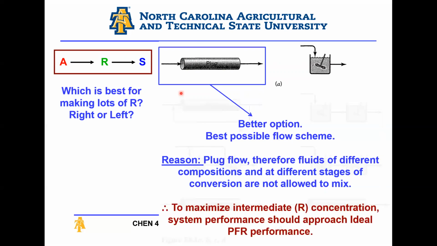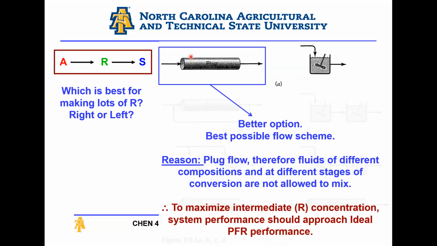Basically a plug flow reactor will always give you a higher concentration of intermediate compared to a CSTR, even though in a CSTR it's a homogeneous system, I have a lot of mixing. However, I have more mixing of fluids of different concentrations, different conversions compared to a PFR. And this is really the best flow scheme to maximize the intermediate. So therefore, to maximize intermediate concentration, system performance should approach ideal PFR performance. And always remember this when maybe in a multiple choice question or when you're generally thinking about these systems.